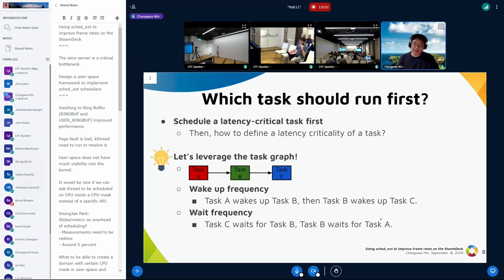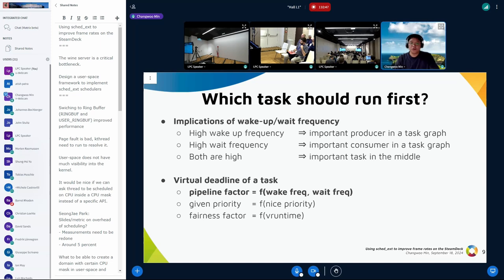We found that the wake-up frequency and wait frequency, or the blocking frequency, matter a lot in determining the latency criticality. The implication is that if the wake-up frequency is high, that means my task frequently wakes up other tasks, so I'm an important producer in the task graph. On the other hand, if the blocking or wait frequency is very high, then I frequently wait for results from other tasks. That means I'm an important consumer in the task graph. If both are high, I'm an important task in the middle of the task graph.